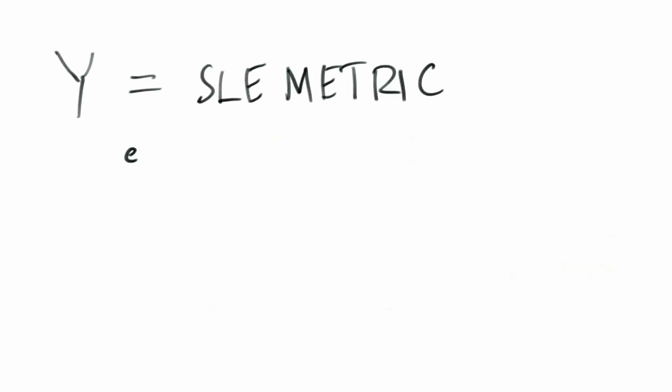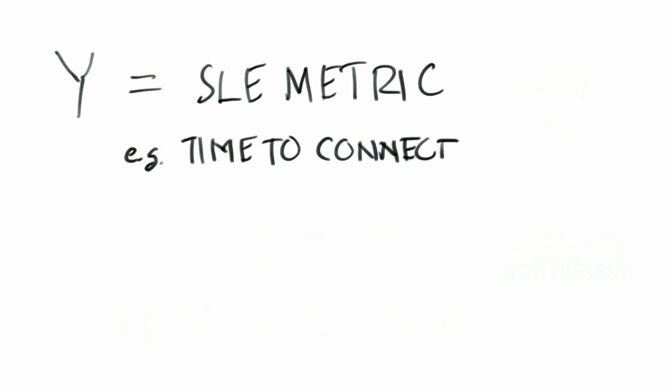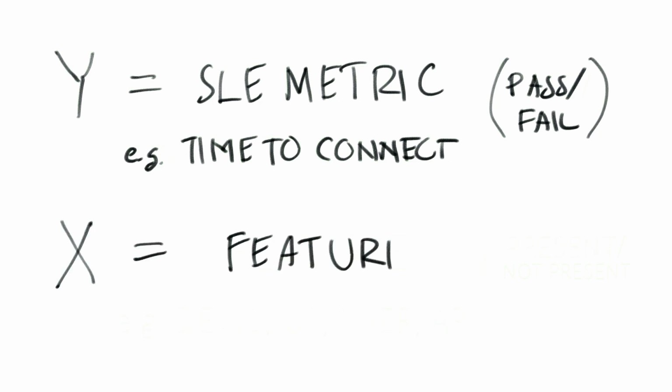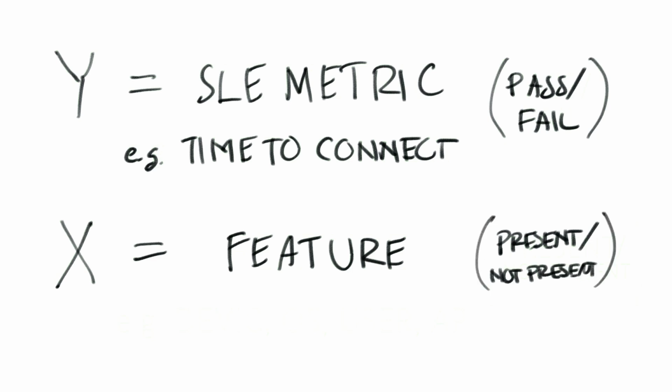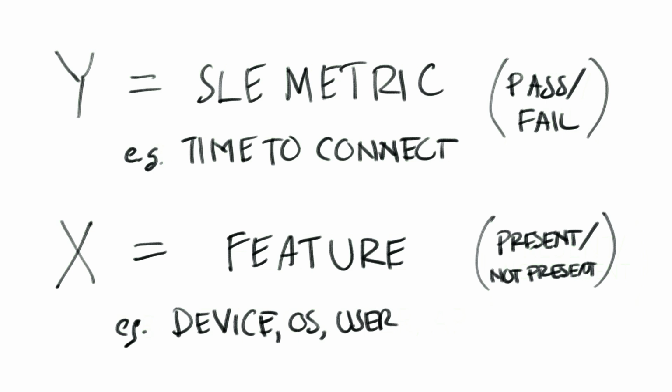Let me give you an example. Let's say y is one of our random variables that we want to predict and represents the SLE metric time to connect, and it can be one of two possible values, pass or fail. Next, we have another random variable x that represents a network feature that can have a possible value of present or not present. An example of a network feature can be a device type, OS type, time interval, or even a user or an AP. Any possible feature of the network can be represented by the random variable.